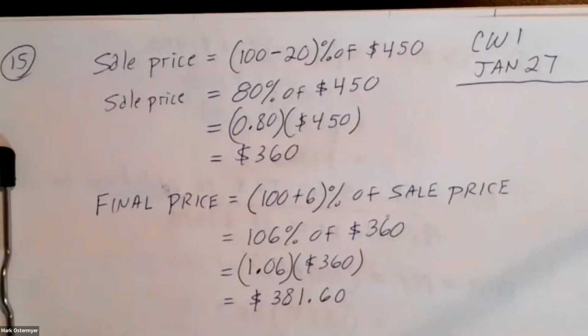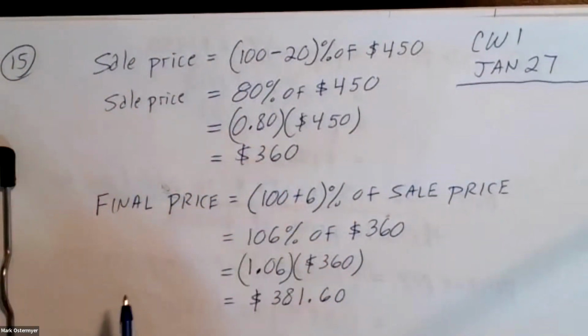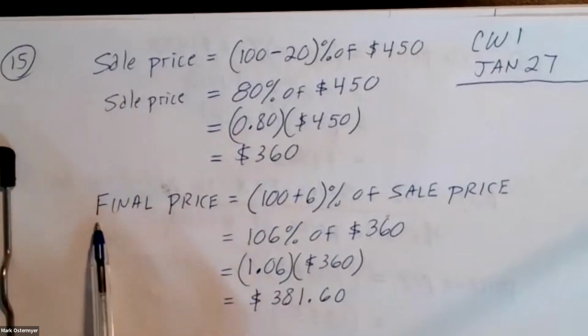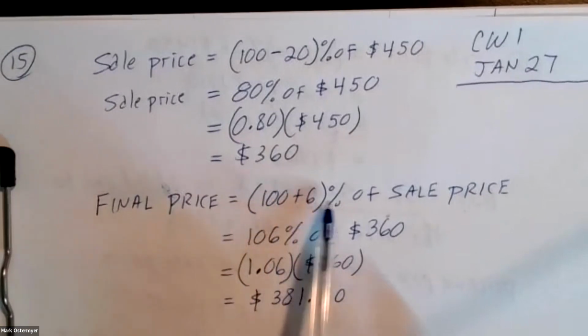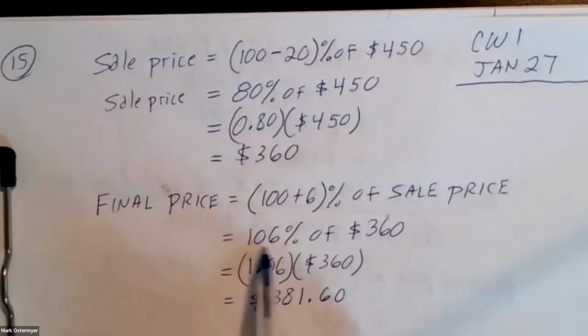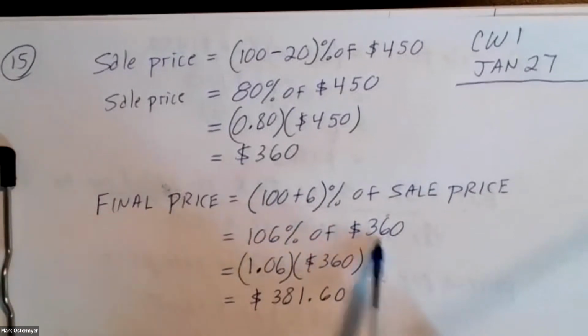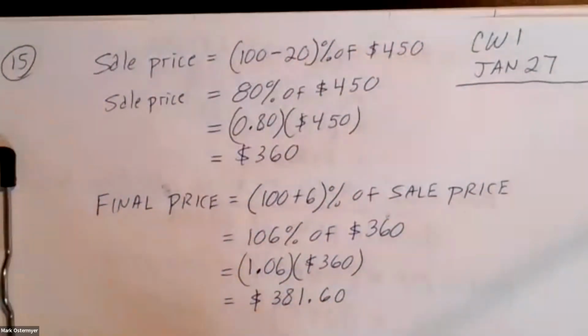Now that you know the sale price, you're going to have to entertain a percent increase problem because we have to add on 6% sales tax. So now the final price we pay at the register is going to be equal to 100 plus 6% of the sale price, which means at the register we pay 106% of $360, which means we're going to pay 1.06 times 360, or $381.60. And we're done with that problem. Two main steps, correct?